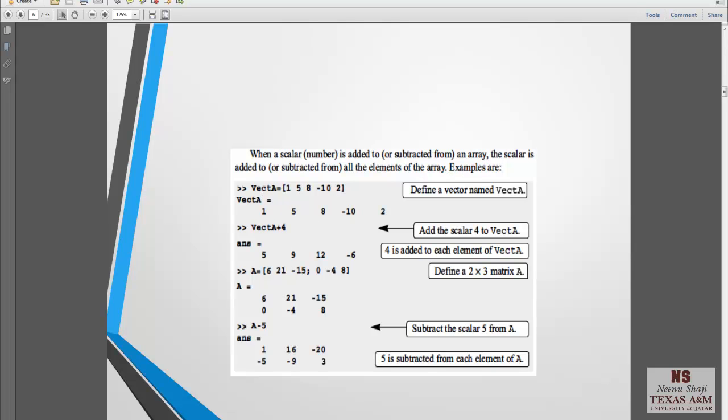This is an example where you have a vector, you're adding the number 4, or the scalar, so all the elements are added to the number 4. Similarly, here there is a matrix and you're subtracting 5 from every element.